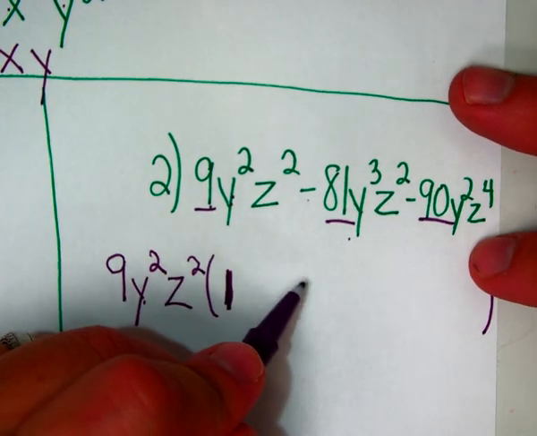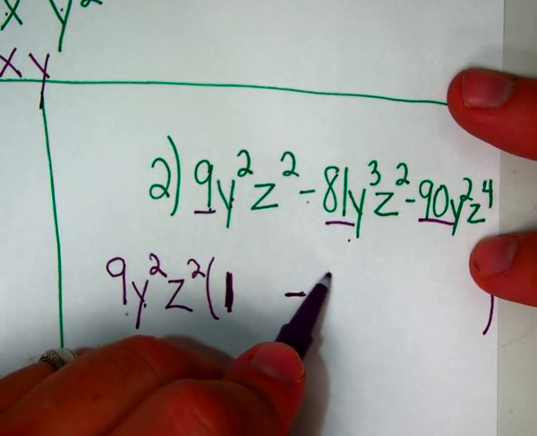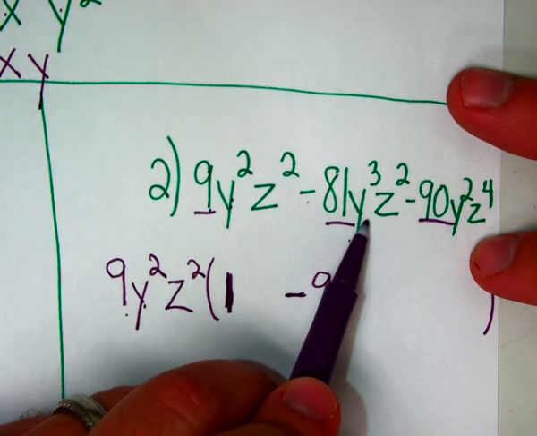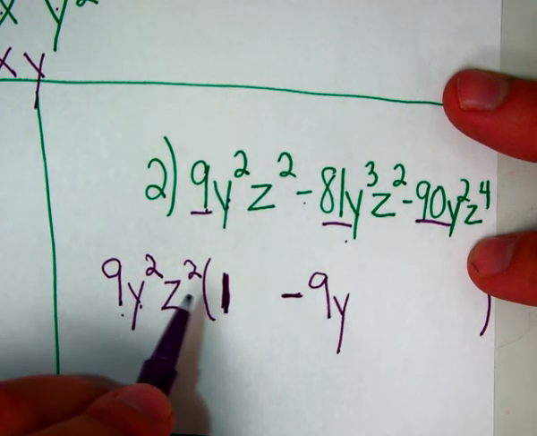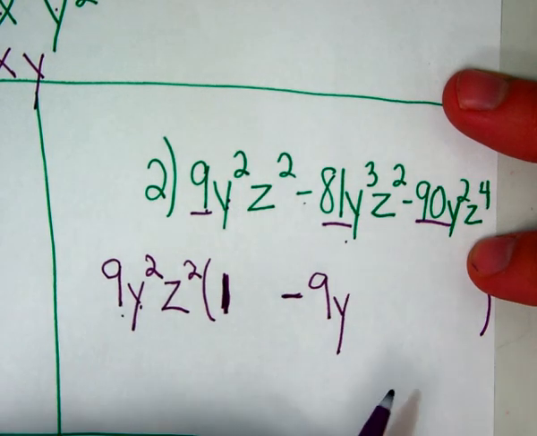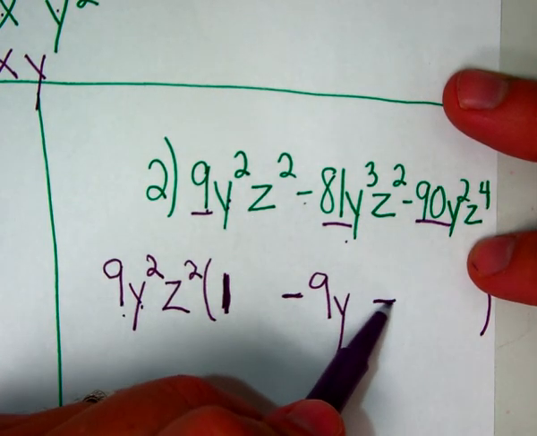Going on to the next part, we have minus 81 divided by 9 equals minus 9. Y cubed over y squared equals just y. Z squared divided by z squared equals just 1. And we're done.